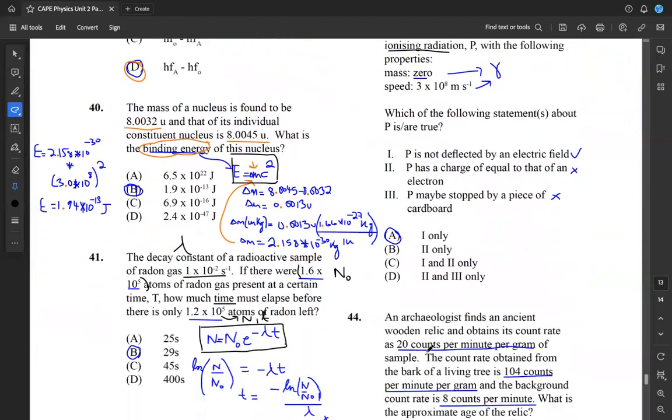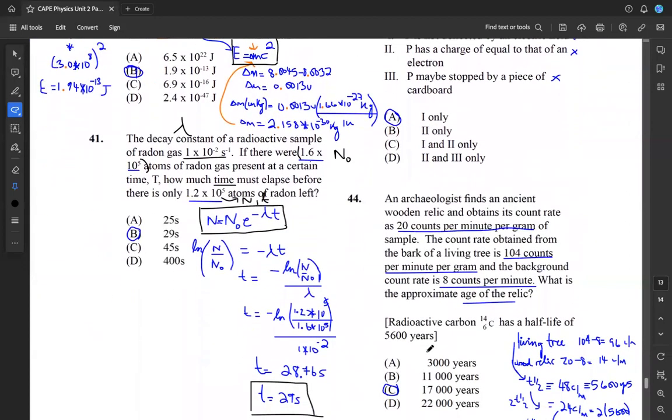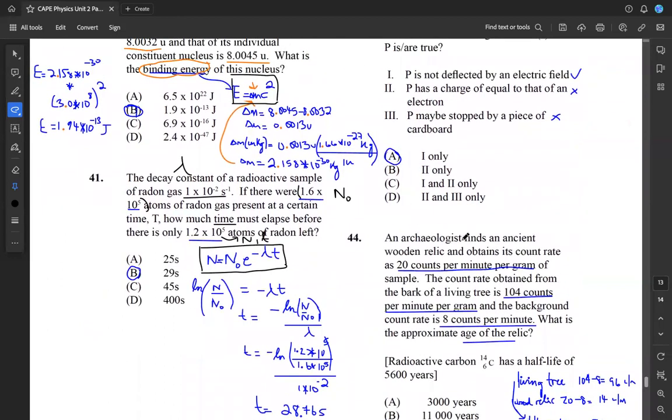All right, so moving down to question 44 now. Question 44 says that an archaeologist finds an ancient wooden relic and obtains its count rate as 20 counts per minute per gram of sample, right? The count rate from the bark of a living tree, right? So you take a living tree, you take the count rate from the bark of it, and that's 104 counts per minute per gram, right? And in the environment there is going to be some background radiation, that's equivalent to 8 counts per minute, right?